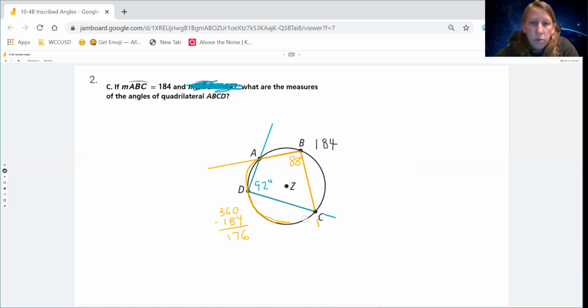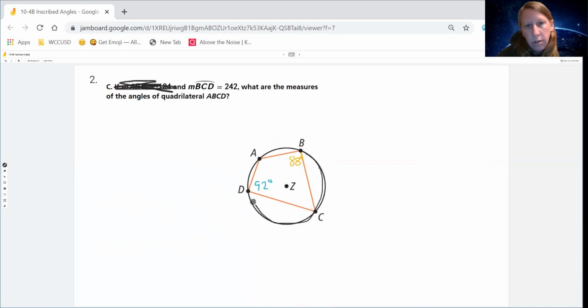Okay, I'm going to now get rid of these markings and get ready to do the other part of it. I'll leave the angles that I found in there. But what I'm going to do now is go back and use this piece of information. So now I'm going to ignore this for a second. And I know that the measure of arc BCD, wow, that's almost all the way around the circle, is 242 degrees.